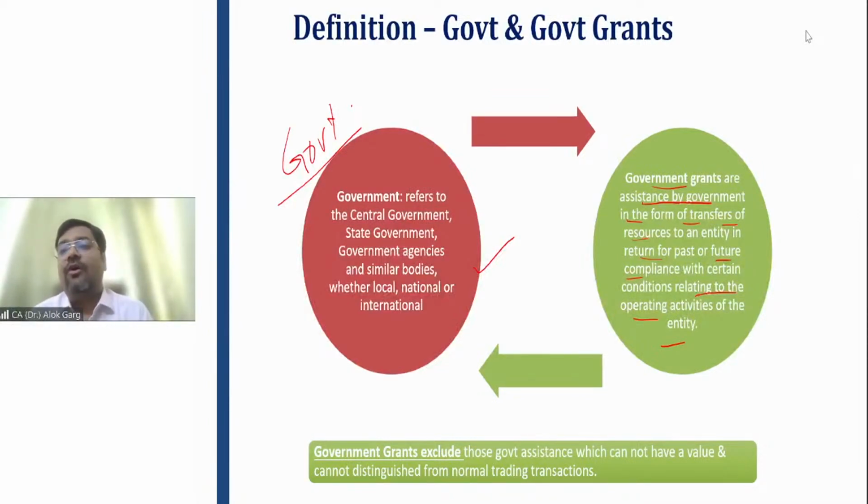So government told the hospital, if you treat the COVID patient free of cost, we will give you a government grant of 20 lakh rupees per month. So what is that? The government is giving resources in return for a condition. What is the condition? The hospital has to treat the COVID patient free of cost, right? And this condition is relating to the operating activity of the entity. Is that clear?